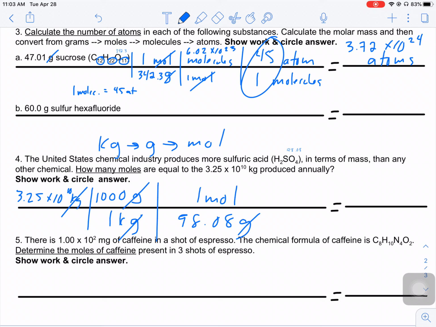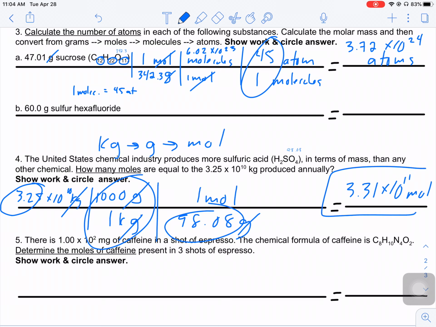So 3.25 times 10 to the 10 times 1,000 divided by 98.08, okay? Now, sig figs real quick. 3 sig figs, unlimited sig figs, 4 sig figs. It looks like I can keep 3. So 3.31 times 10 to the 11 moles of sulfuric acid annually.